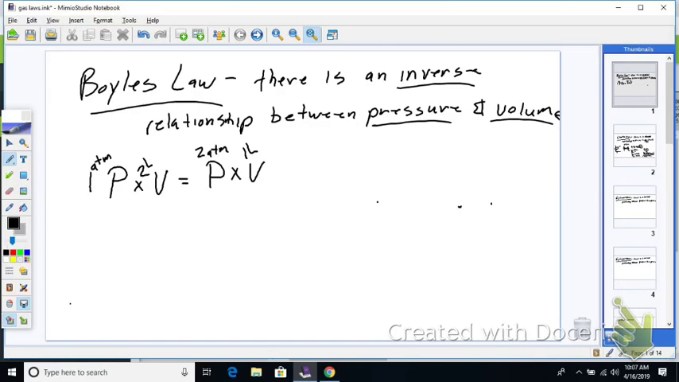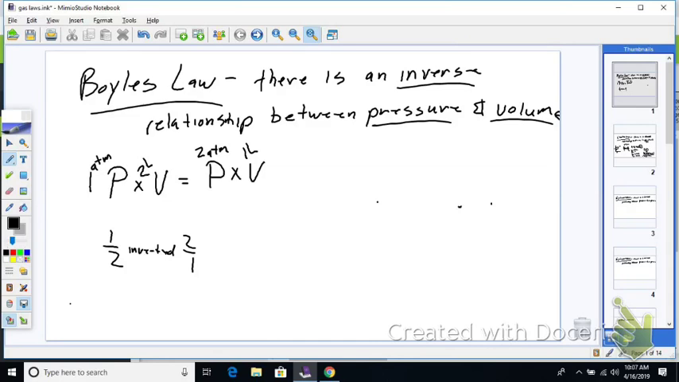So when you look at that, it is inversely proportional because I've cut the volume in half. That means the other thing has to invert. So what's 1/2 inverted? 2/1, right? That's why it's called an inverse relationship: when you change one in a certain way, the other one will change also.